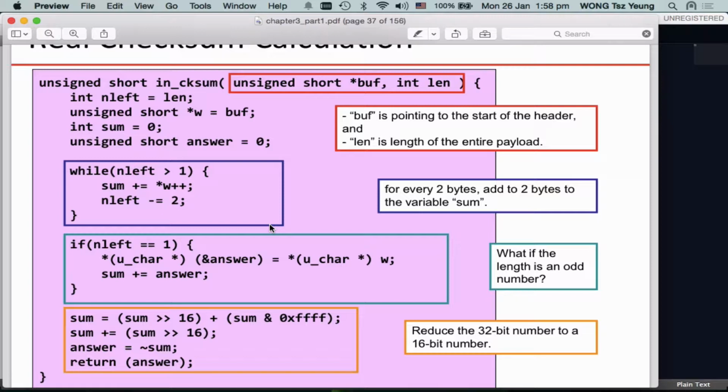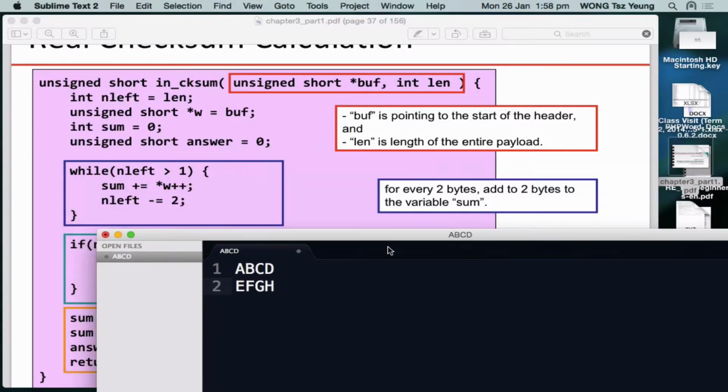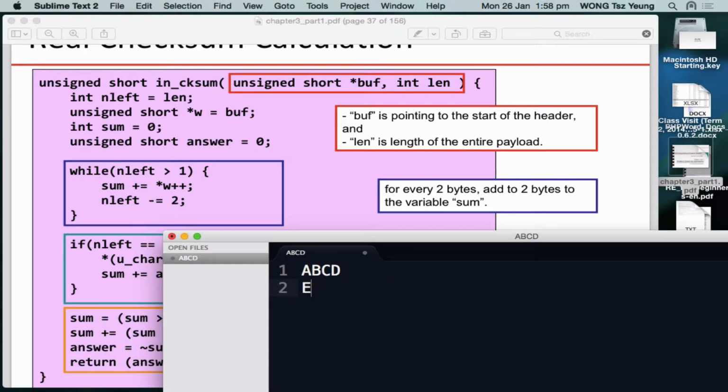CDAB. Let me write it down. So M said that it is CDAB. Any other answer? At least you can find one more. Yeah, this is the correct answer.